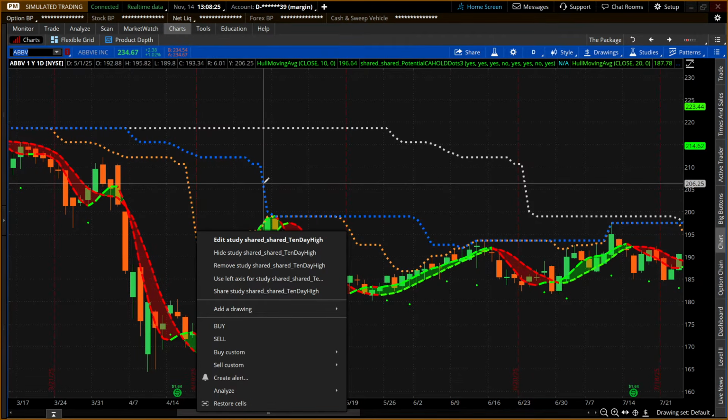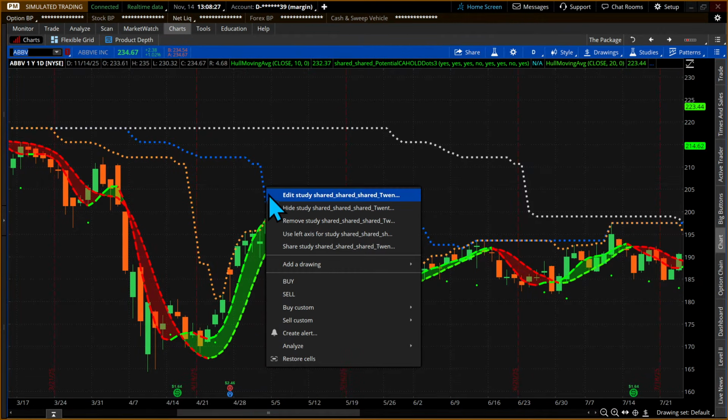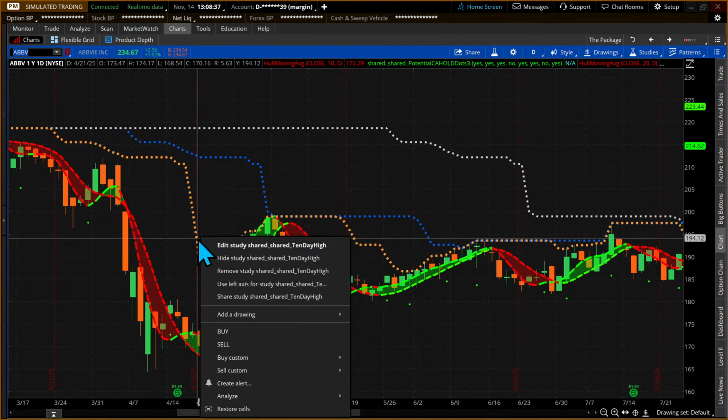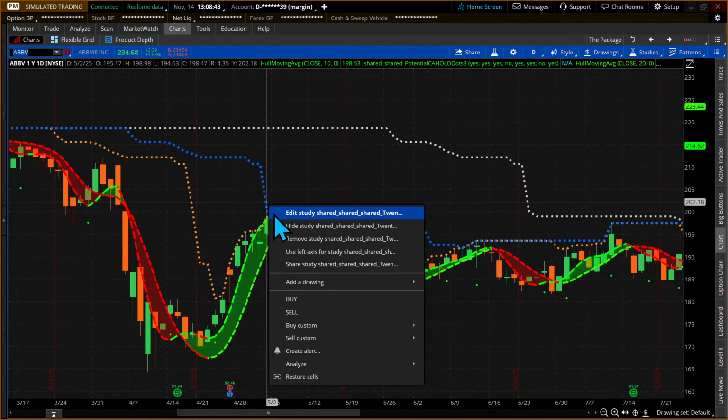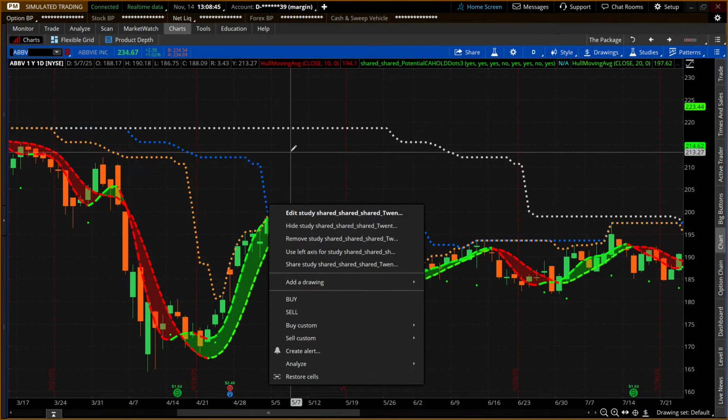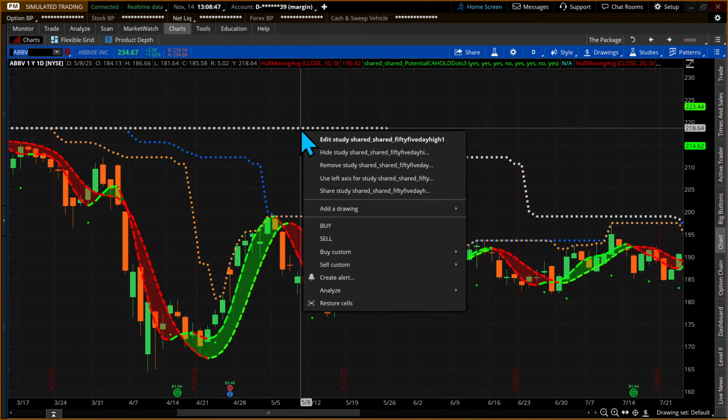Second, we see that the blue line is a 20-day high. Now remember, that's 1 month of trading. So if I went back and said, wait, what was that again? It's a 10-day high. That's 2 weeks of trading, the orange line. The blue line is going to be 1 month of trading. And the line above that, what you're now going to notice, is a 55-day high.